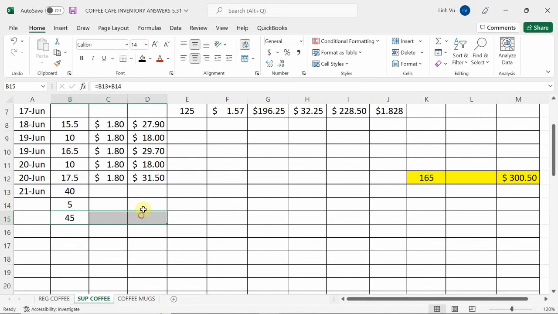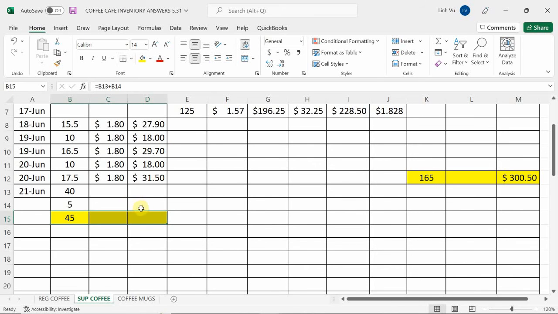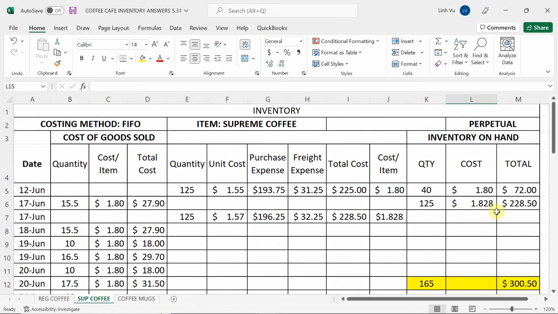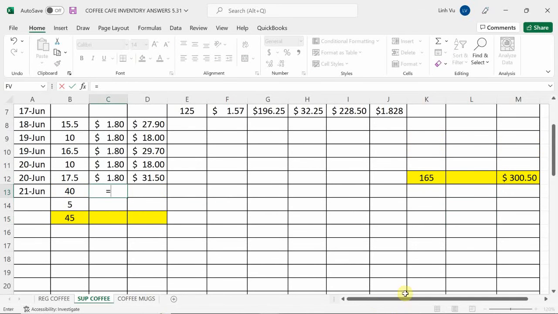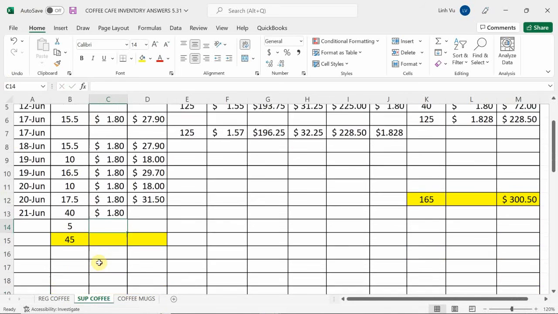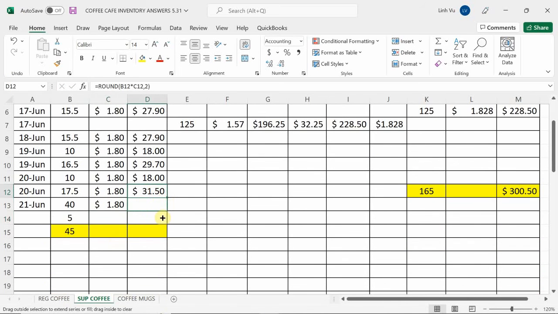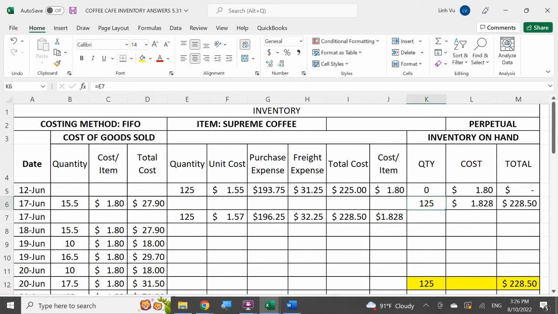I'm going to highlight this so you know that this is a calculation. Okay, let's keep it yellow. We know for a fact that 40 pounds at $1.80 is going to yield exactly $72, so I don't need to calculate that, but I'm just going to keep it consistent. If I drag my formulas down, $72. Now I can get rid of that 40 here. So now I only have 1 batch of inventory.